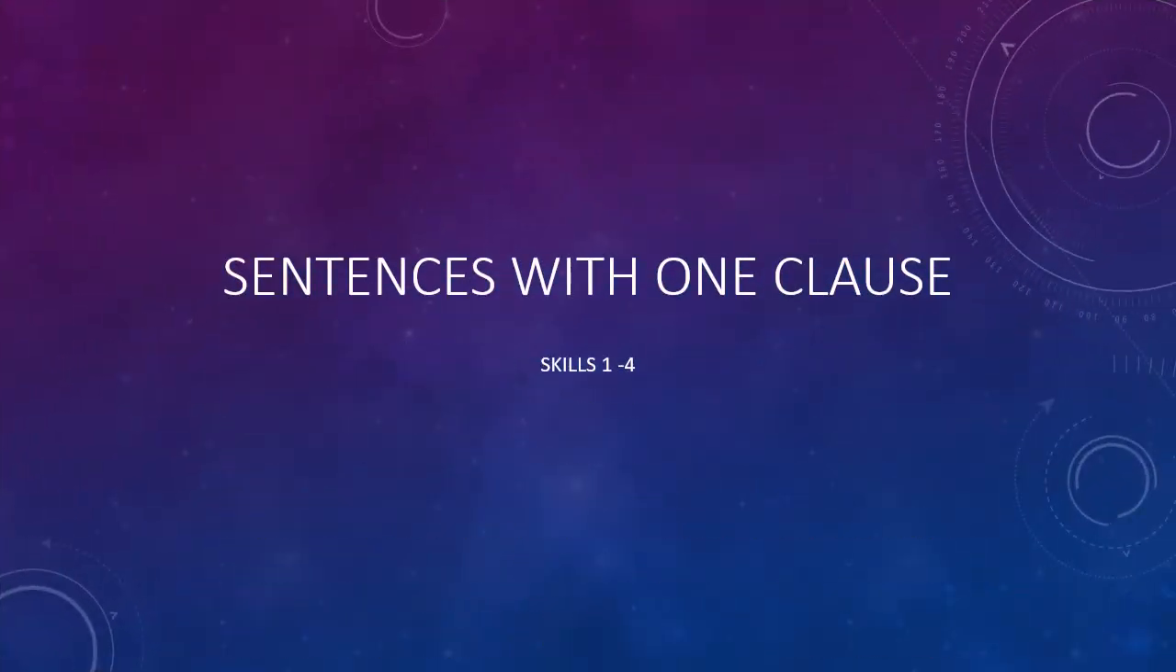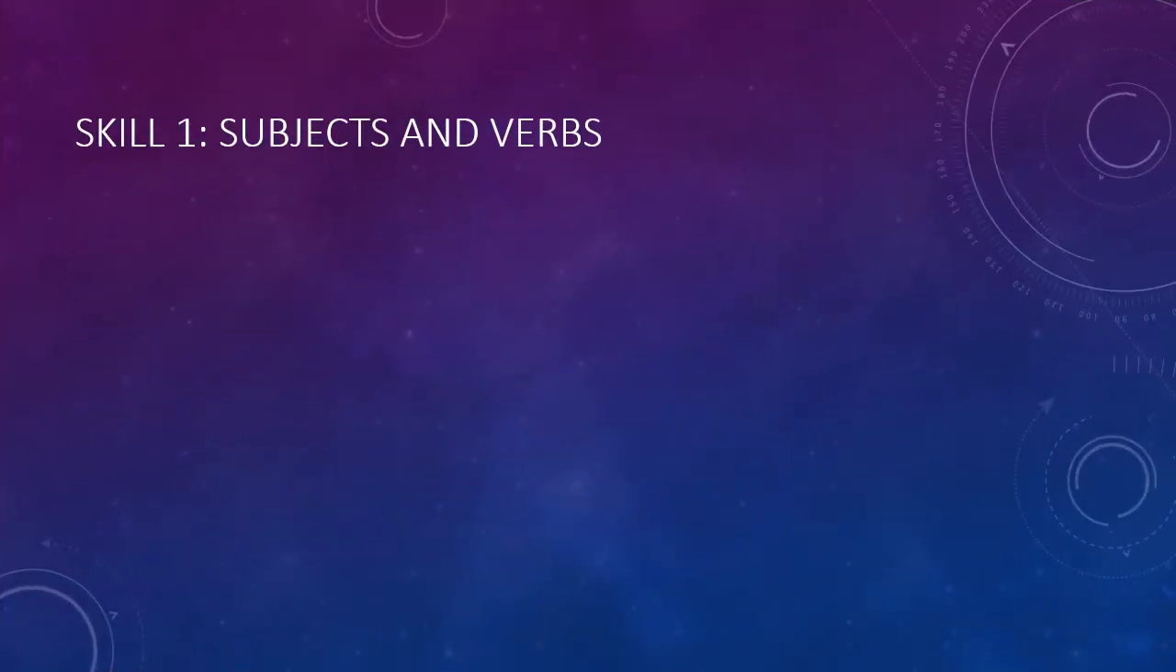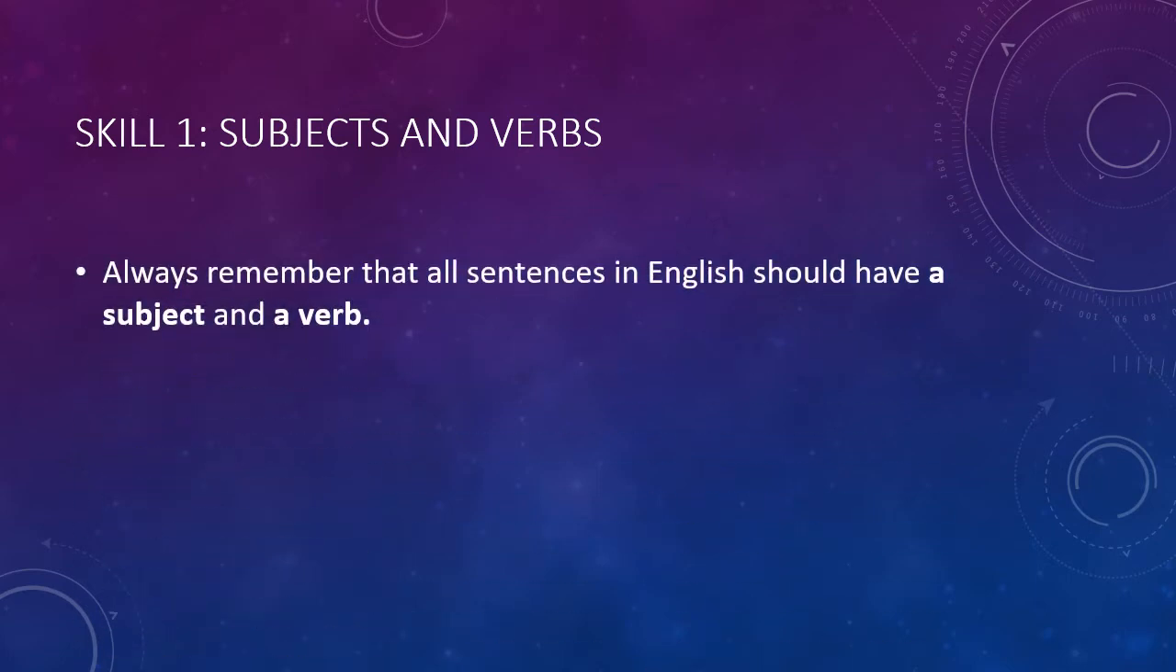All right. So we will start from sentences with one clause, and it covers skills 1 to 4. Skill 1, subjects and verbs. Whenever you do the TOEFL test, always remember that all sentences in English should have at least one subject and one verb.